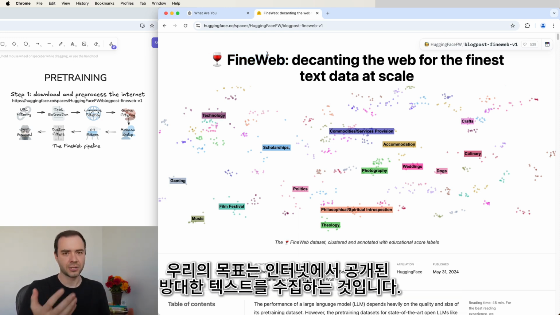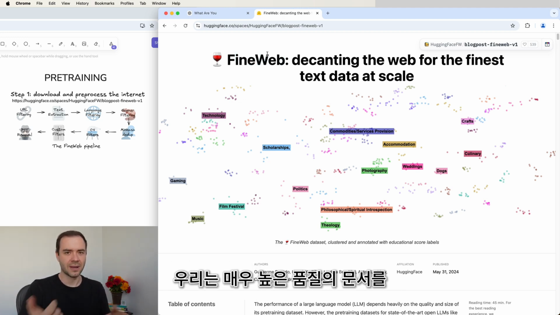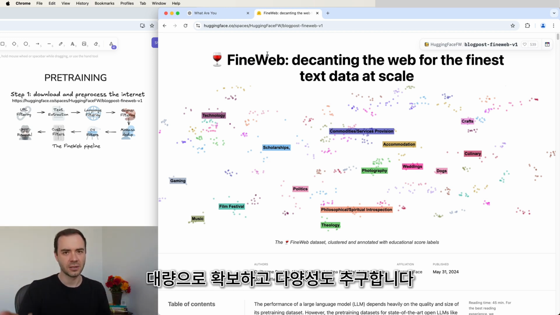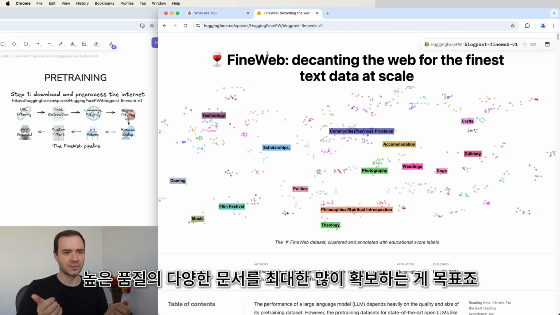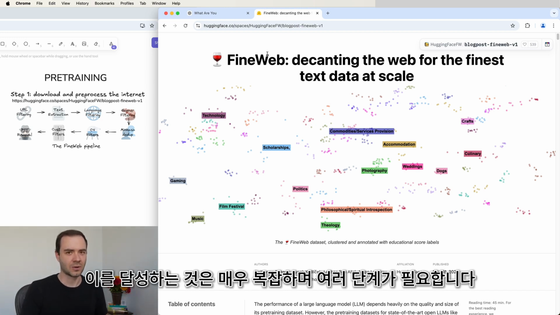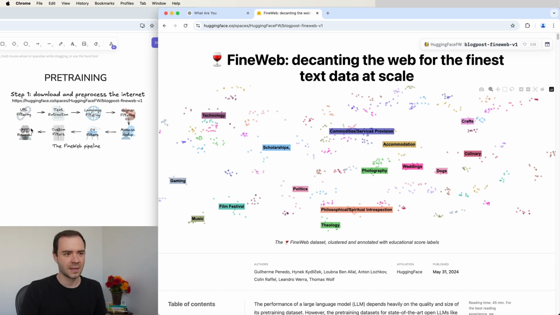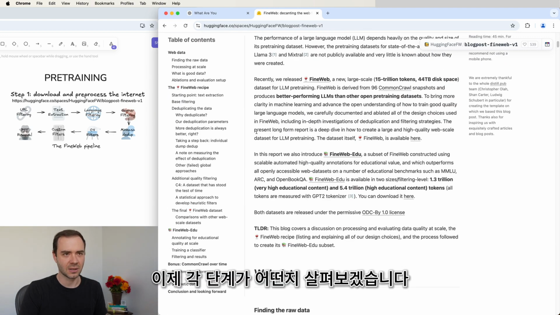So roughly what are we trying to achieve here? We're trying to get a ton of text from the internet, from publicly available sources. So we're trying to have a huge quantity of very high quality documents. We also want a very large diversity of documents because we want to have a lot of knowledge inside these models. So we want large diversity of high quality documents, and we want many, many of them. And achieving this is quite complicated. As you can see here, it takes multiple stages to do well. So let's take a look at what some of these stages look like in a bit.